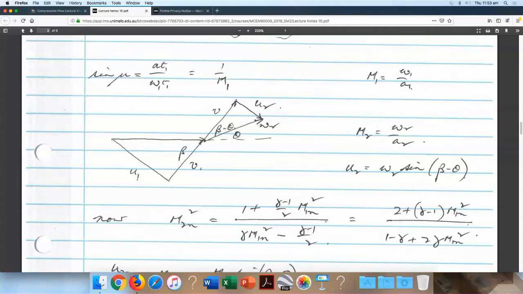And so this flow has to be, because this is the same here as it is here, this angle has to be smaller than this angle here. And that is the turning towards the shock. And there's no change in the tangential component across a shock.